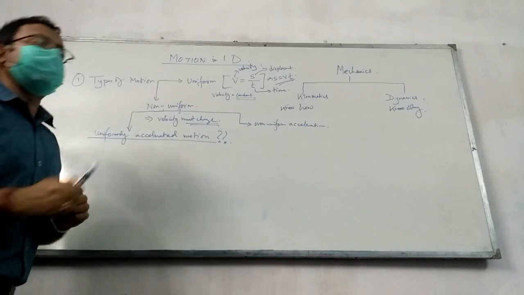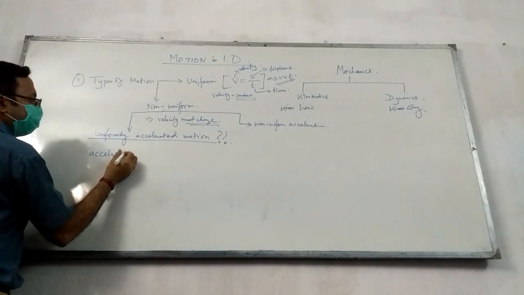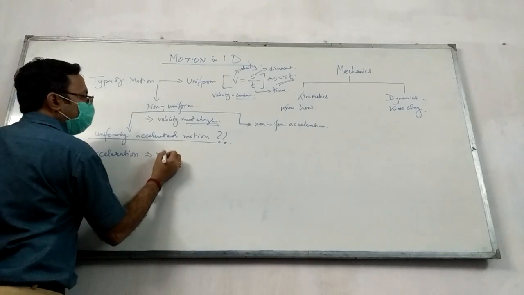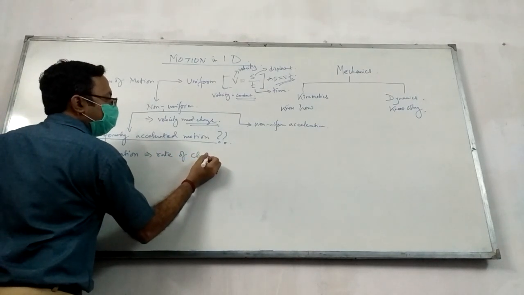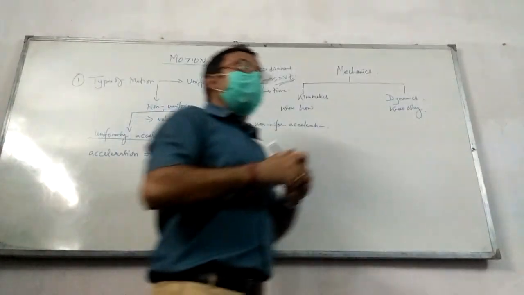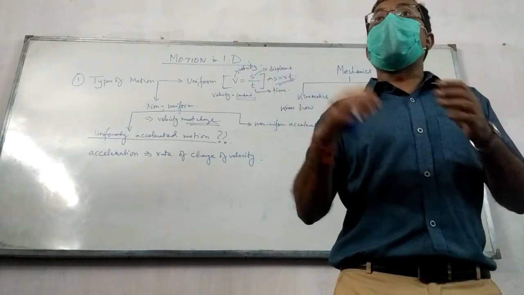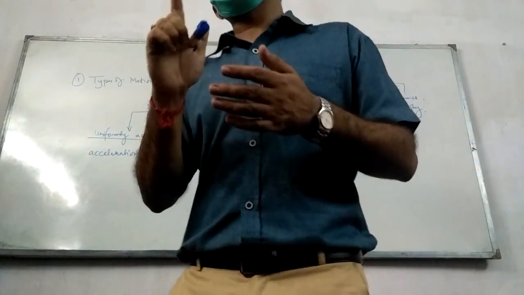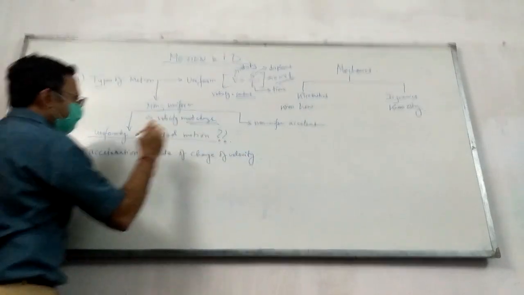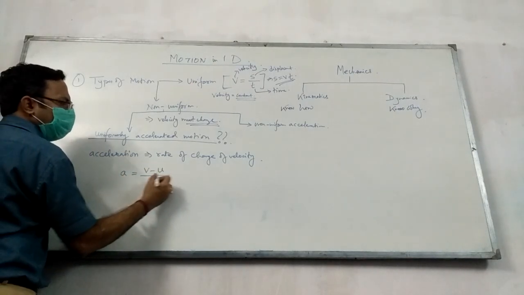First, tell me what do you understand by the term acceleration? Acceleration is defined as rate of change of velocity. Means not only change in velocity, but change in velocity divided by time. The velocity is changing, but how fast or how slow? That is acceleration. So, for uniform acceleration, you can write the acceleration as v minus u by t.